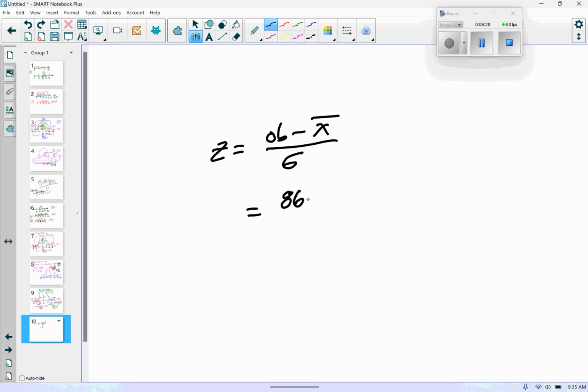Observed minus my average. My average is 69. Divided by the standard deviation. 86 minus 69 divided by 2.5. So this is going to be a z-score of 6.8. Okay? 6.8 standard deviations above. Okay?